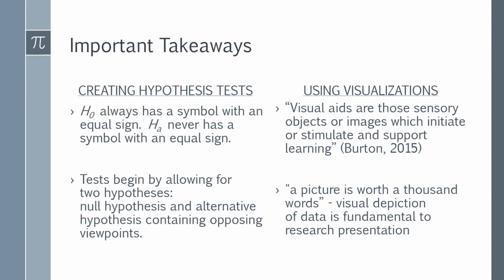Here we conclude with some important takeaways. On the left, creating hypothesis test. H naught always has a symbol with an equal in it. The alternative hypothesis never has a symbol with an equal in it. The choice of symbol depends on the wording of the hypothesis test. And tests begin by allowing for two hypotheses called the null hypothesis and the alternative hypothesis containing opposing viewpoints.